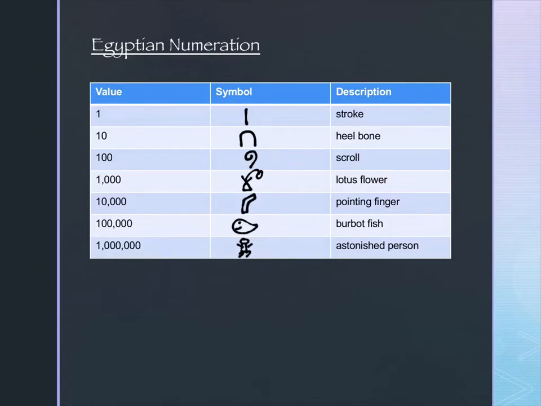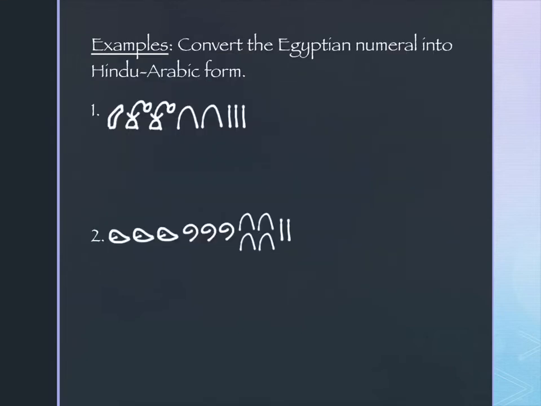So what we're going to do first is we're going to take one of their numbers, and we're going to figure out what number it represents in our system. So we have these symbols showing up, okay? So we have the pointing finger, we have 2 lotus flowers, we have 2 of the heel bones, and then we have 3 of the strokes. And we're just going to see repetition of symbols for repetition of value.